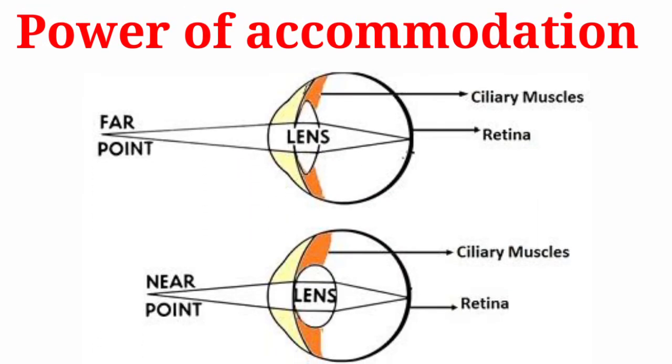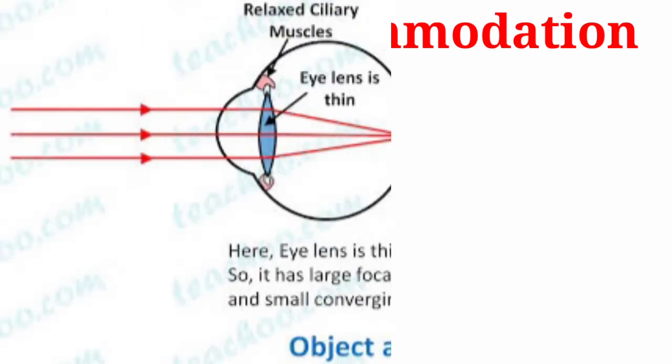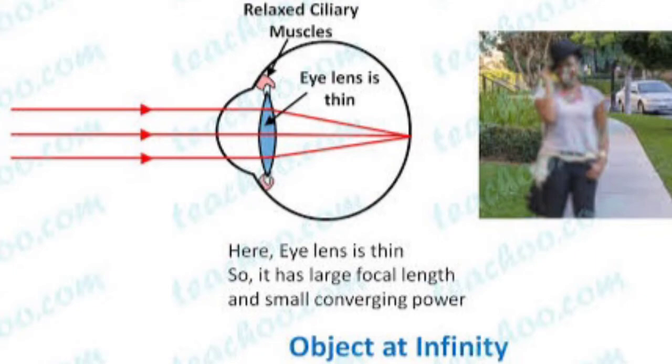Power of accommodation. It is easy for a person with normal eyesight to see both nearby objects and far off objects clearly. This happens because of the action of the ciliary muscles on the lens. When the eye is focusing on far off objects, the ciliary muscles relax and the thickness of the lens reduces. This helps us to see far off objects clearly.